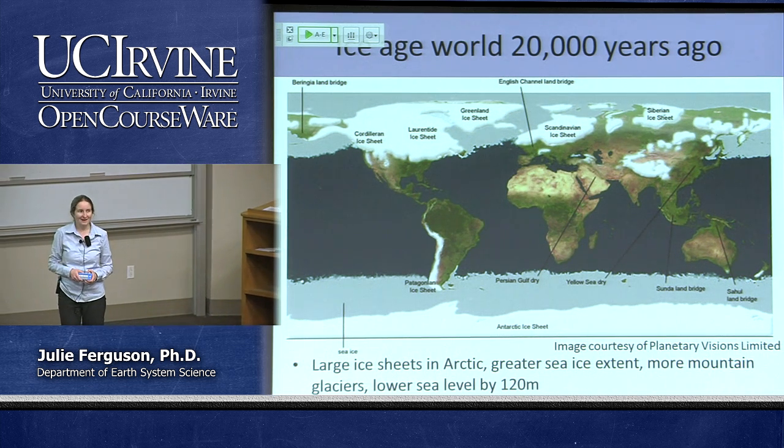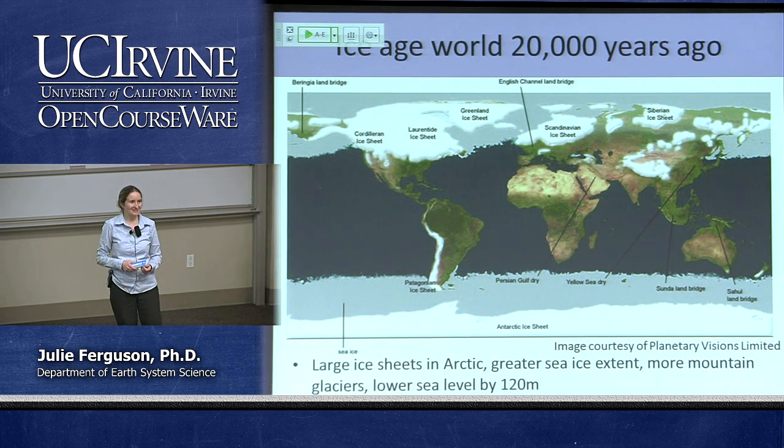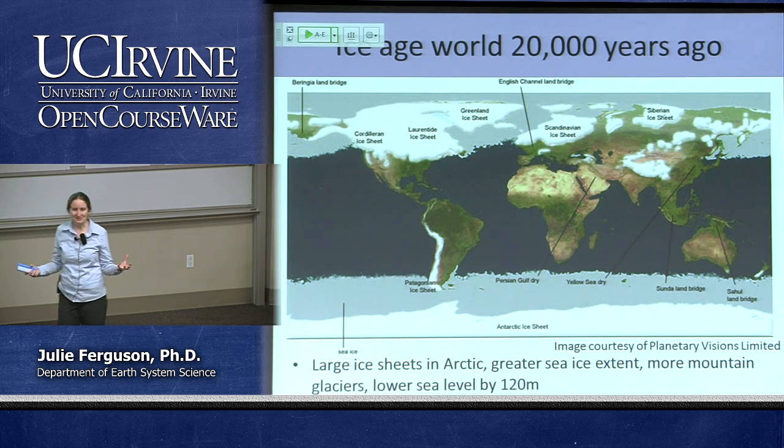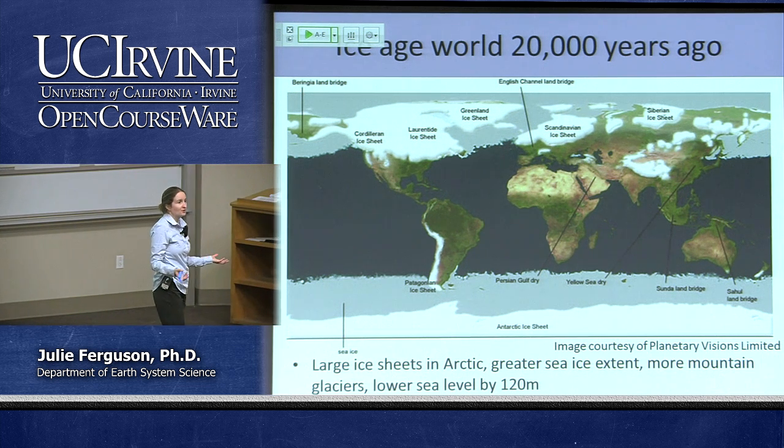There is more land. Why? Because there's lower sea level. Because where is all the water? In the ice. It's in the ice, absolutely. We can't manufacture extra water on Earth to build up our ice. That water has to come from somewhere. It comes from the oceans.